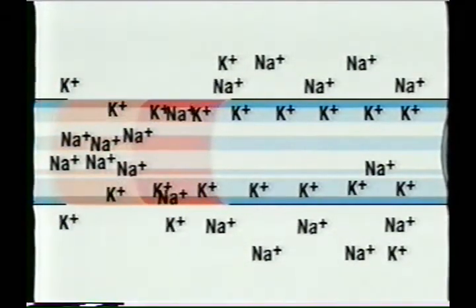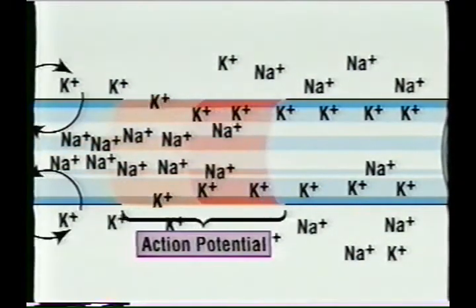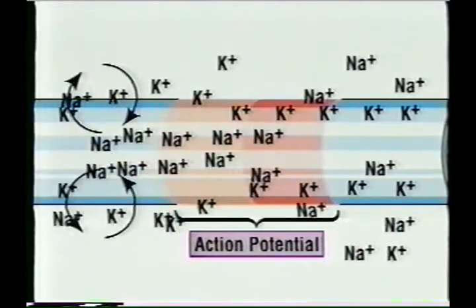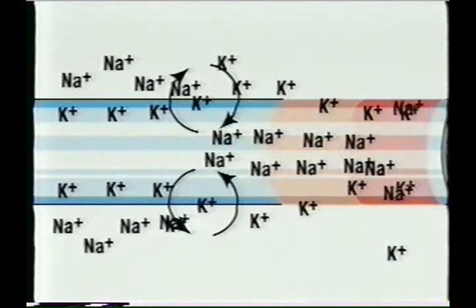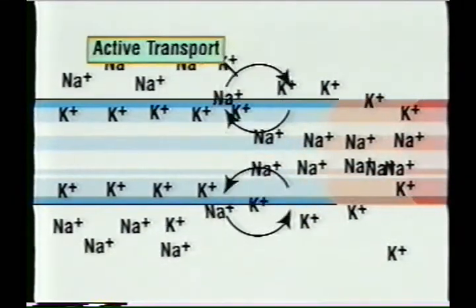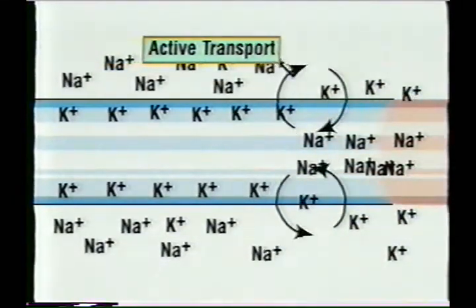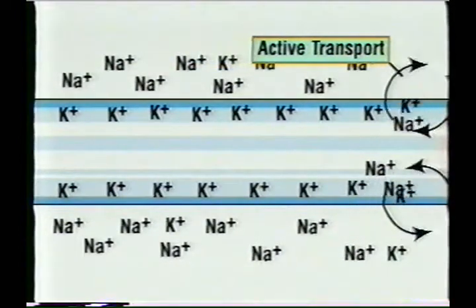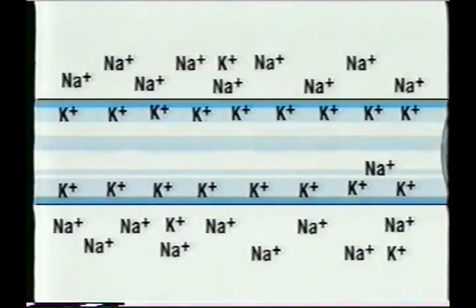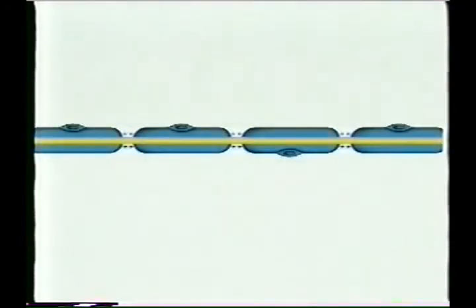This rapid sequence of events involving the depolarization and repolarization of the cell membrane is called an action potential. Sodium ions are pumped out of the cell and potassium ions are brought in by active transport. The resting membrane potential is reestablished very quickly.